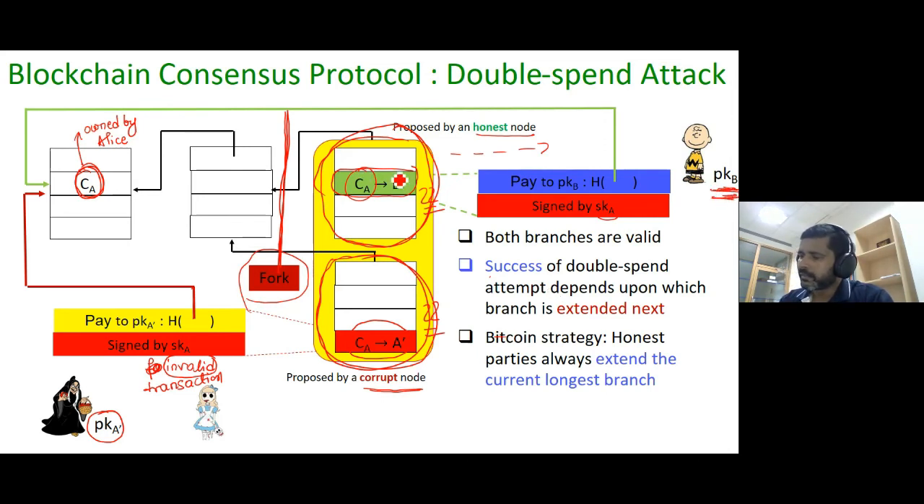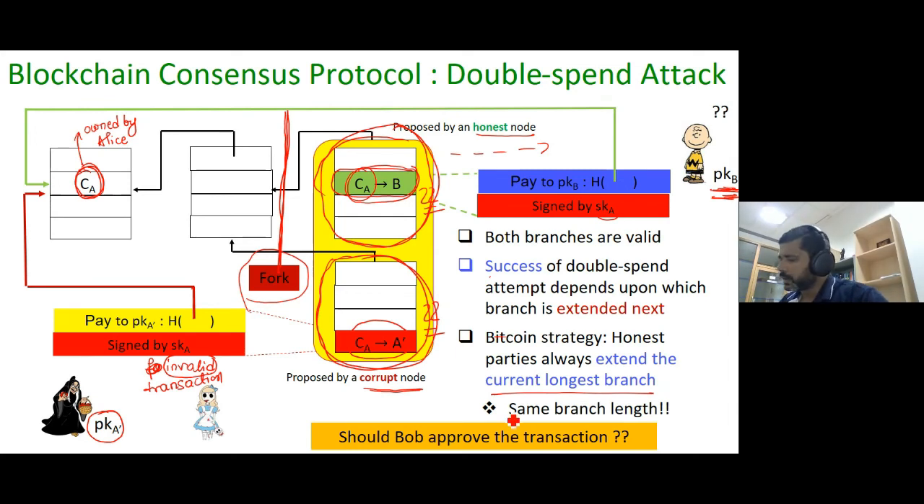Bob, ideally, when he sees that the coin CA being transferred to Bob is included in this blockchain, should feel confident that, okay, indeed, this transaction is now approved. But he should not immediately believe this transaction. The strategy of the Bitcoin network is the following. The strategy is that honest parties always extend the current longest branch. That means if they see a scenario where there is a fork happening in the system, they should give preference to the branch which is of bigger length and try to extend that.